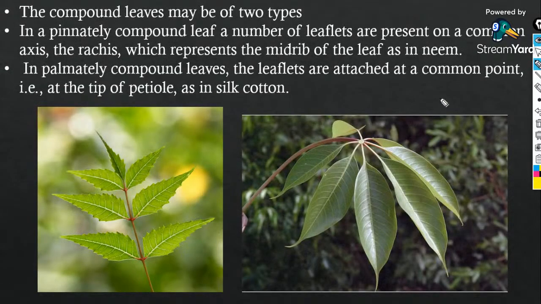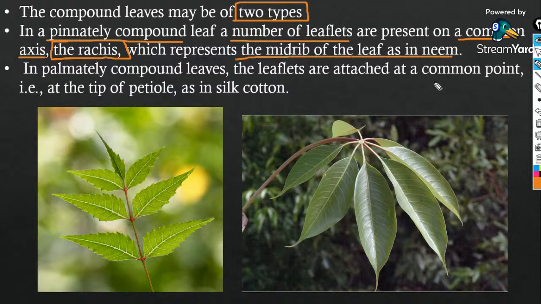The compound leaf can be categorized into two types. First one is pinnately compound leaf. What do you mean by pinnately compound leaf? A number of leaflets are present on a common axis. That common axis you will call a rachis, which represents the midrib of the leaf.